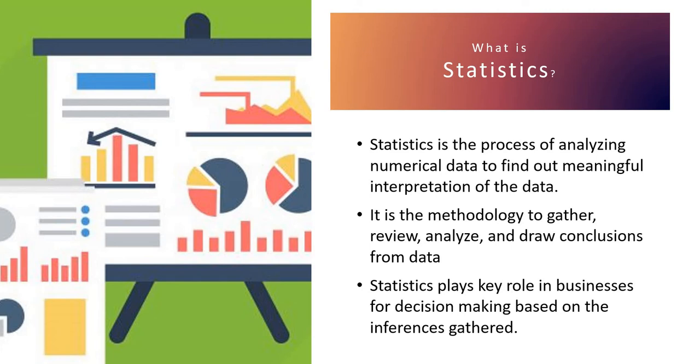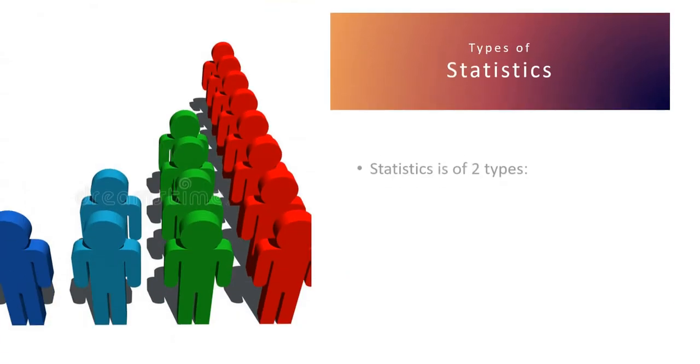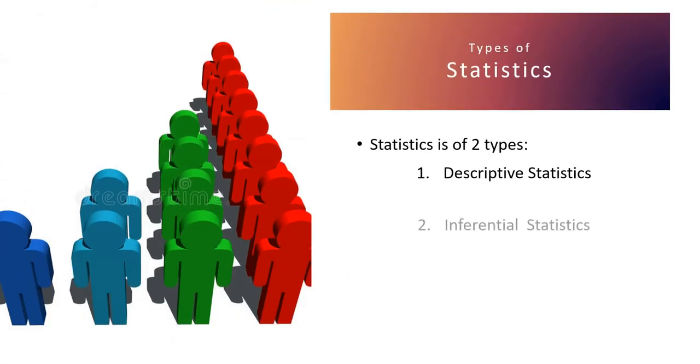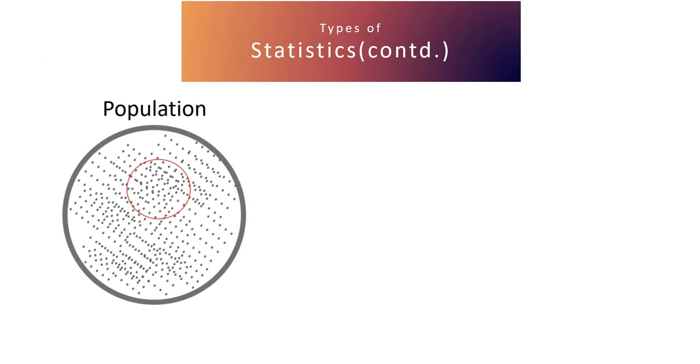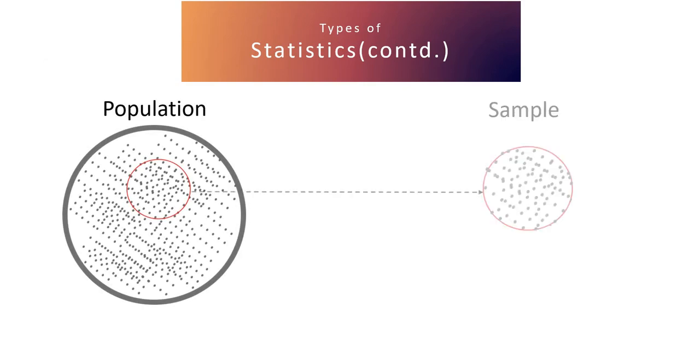Okay, so statistics is of two types. One is descriptive statistics and another one is inferential statistics. Now let's discuss one by one. So let's say we have a population of 10 million people and we randomly take out a sample of 1000 people. Now in the sample, let's say we have 500 male and 500 female, which is proportionate as 50% of male and 50% of female.